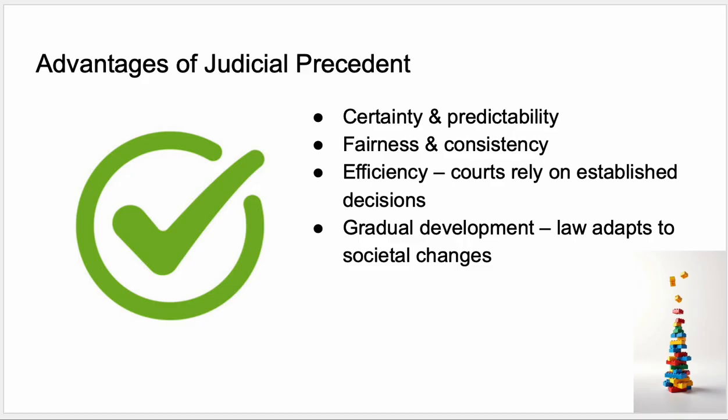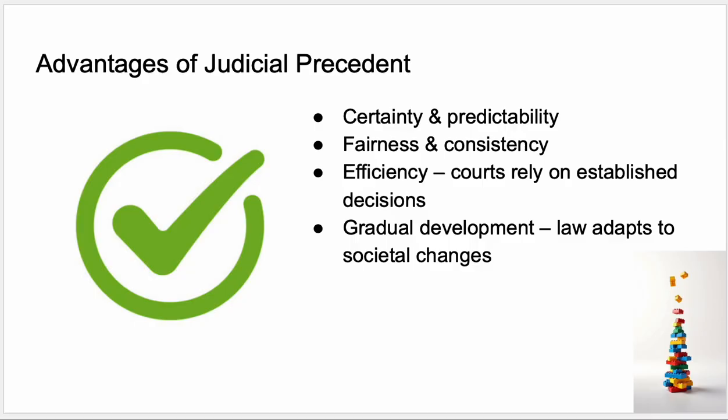Next, we have fairness and consistency. So if two cases have similar facts, well, they should have similar outcomes, shouldn't they? That's basic fairness. Precedent helps keep decisions aligned. Also, we've got efficiency. So judges don't need to reinvent the wheel every time. They can look back at previous precedent. So if a principle's already been decided, well, great, they can use it instead of starting from zero every time. So it speeds things up.